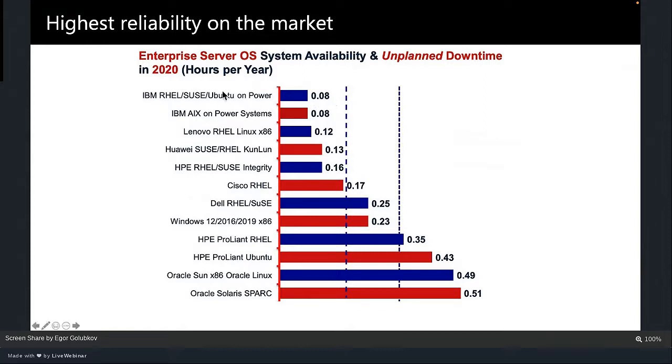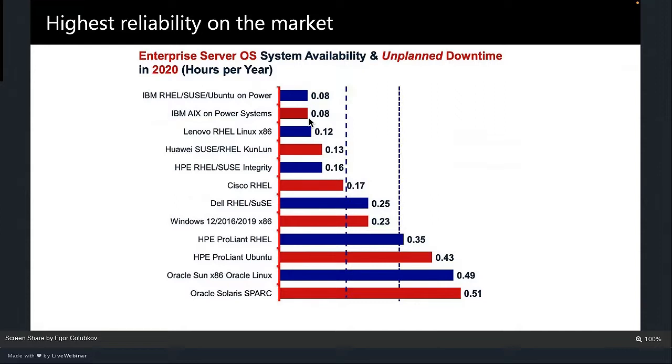And as you can see, here are all the providers of servers. So we have IBM, Lenovo, Huawei, HPE, Cisco. And you see that the Power servers had the smallest, the shortest unplanned downtime during the year. And of course, it's important to remember that every minute costs money. And the thing at the end is that every customer has to know the cost of 1 minute of unplanned downtime for his business.